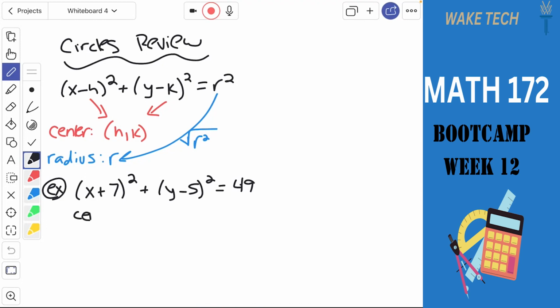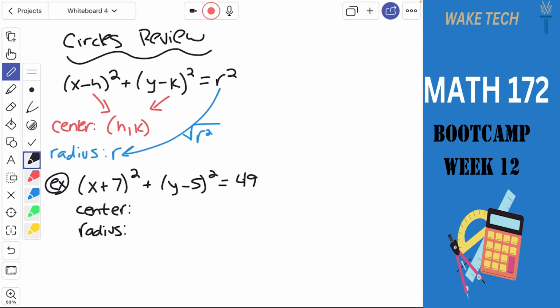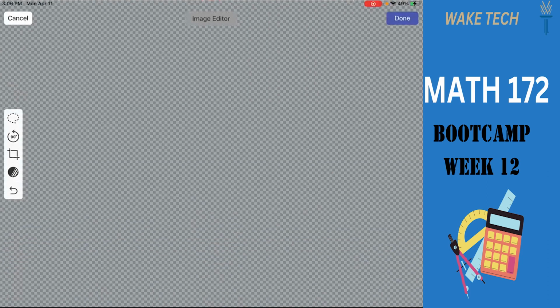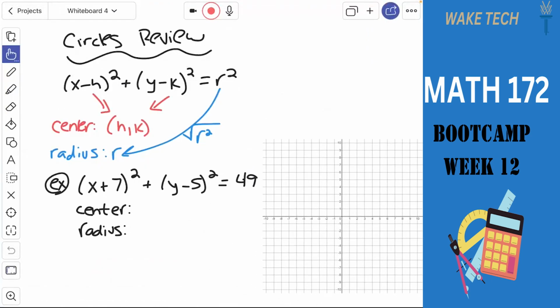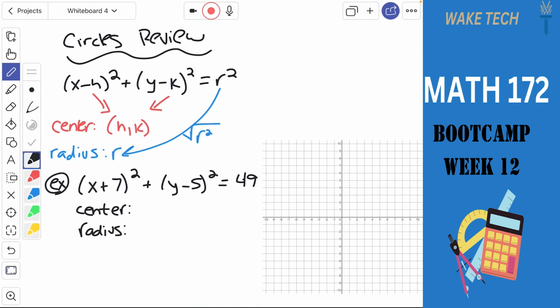So take a second, if you will, and either jot down or maybe mentally identify the ordered pair for the center and the value of r for the radius. So the center is at the opposite of the value you see with x and the opposite of the value you see with y. So (-7, 5) is the center here.